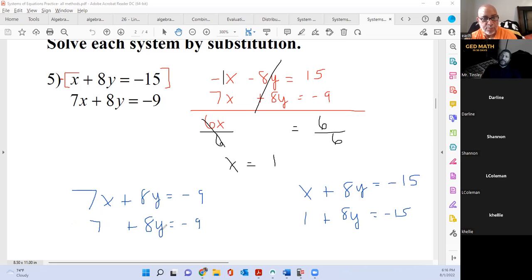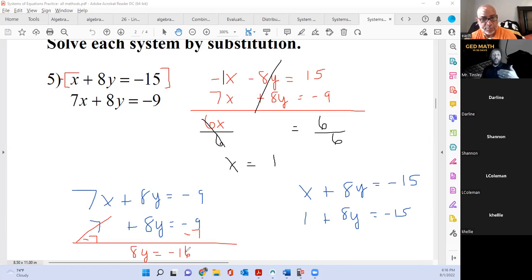In order to get y by itself, what term should we get rid of first? It's the 7. And what's the opposite of positive 7? Negative 7. So we're going to subtract 7. Let me change my color back to red. We're going to subtract 7 from both sides. The 7's cancel. We get 8y is equal to negative 16.